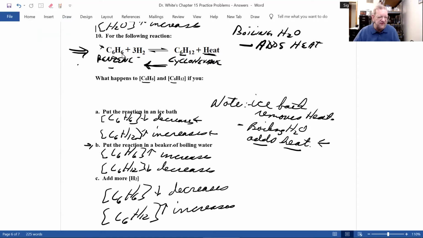Well, if C6H12 cyclohexane is reacting with the heat, it's consumed. And because of that, the amount decreases. Now, since you're reacting cyclohexane with heat to make more benzene C6H6, when you make more of something, the amount you have, the concentration will increase.